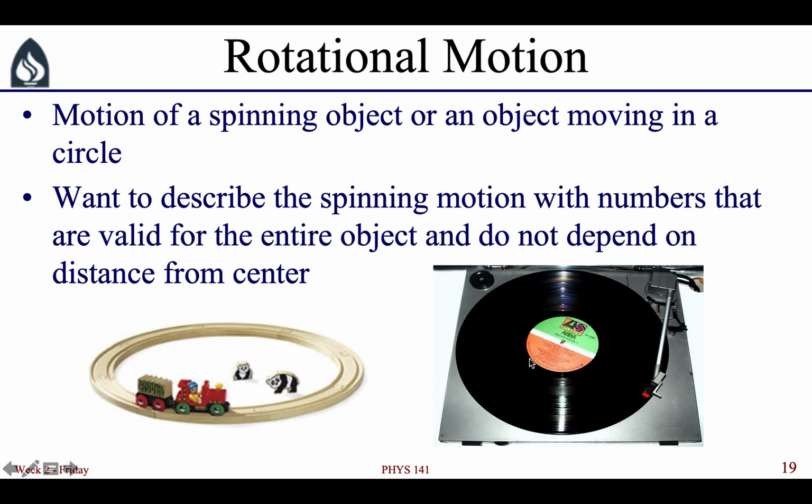So take as an example this record. You know that a point on the label of the record is going to be traveling a smaller distance than a point on the outer edge of the record in the same amount of time. So a point on the outer edge of the record is going to be traveling with a greater speed than a point on the label, but they're both rotating at the same rate. And it's that motion that we want to describe, where we have one number that describes the rotation and is the same for the entire object.